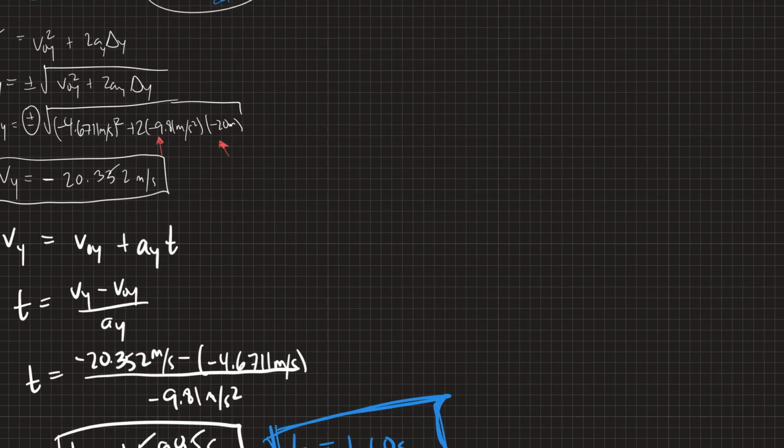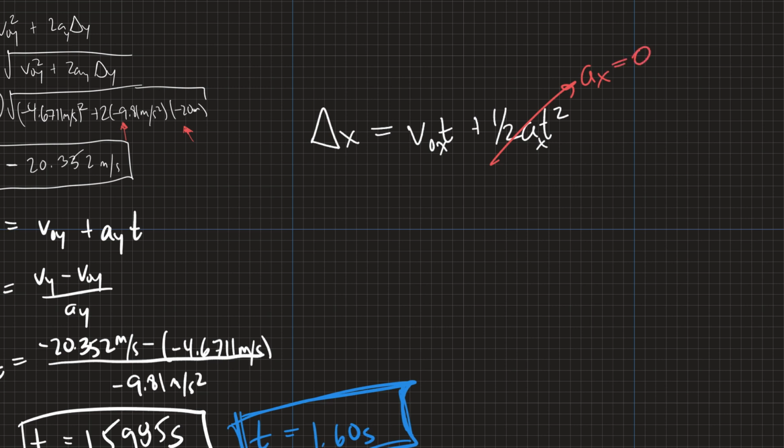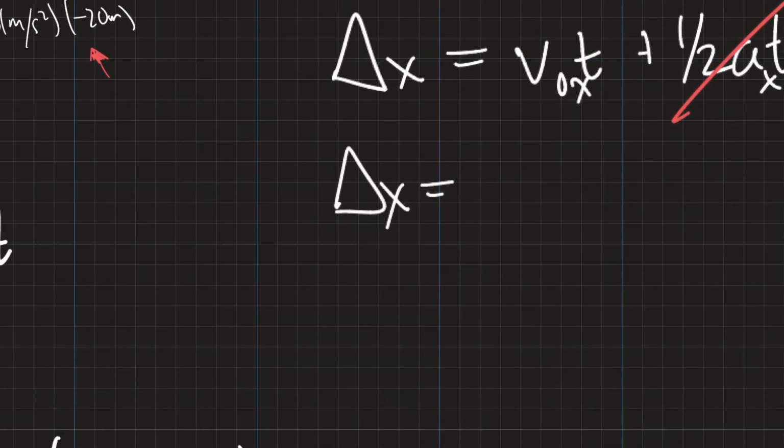But we'll go ahead and use the full displacement equation. Always remember the x direction is really nice and pretty because it's a simple thing, especially if you already have time, and we do. The first thing to be aware of here is that this term is going to go away because a in the x is 0. So delta x equals the v naught in the x direction, which we got. It's 16.290 meters per second.